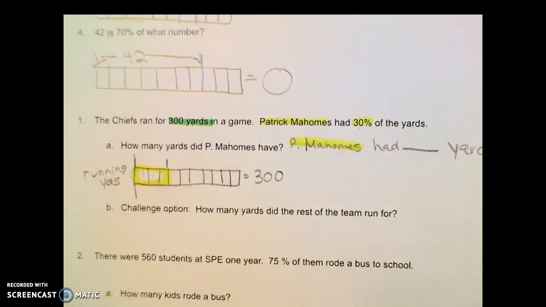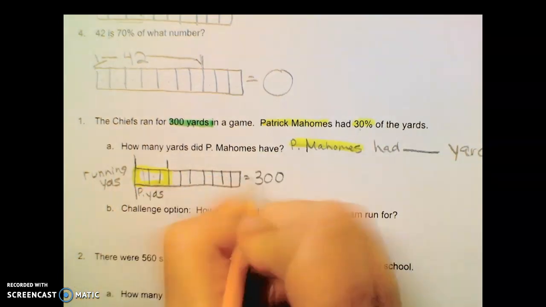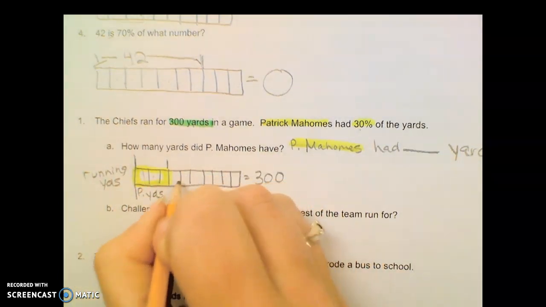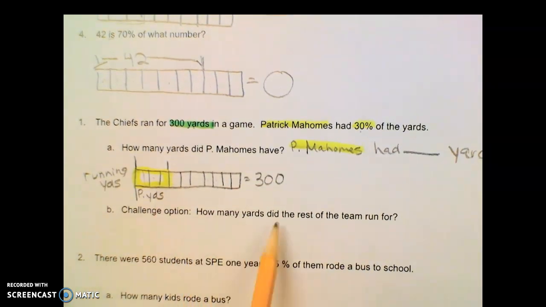So in order to figure out what that part is, because that's going to be Patrick's yards, I need to figure out what's in each of these boxes. You should be able to, again, problem solve on your own to find those. Then there's a challenge option. How many yards did the rest of the team run for? Can you figure that out from our model?